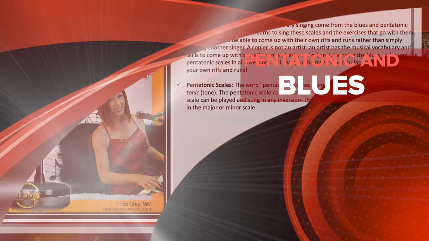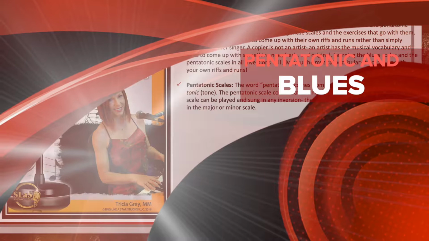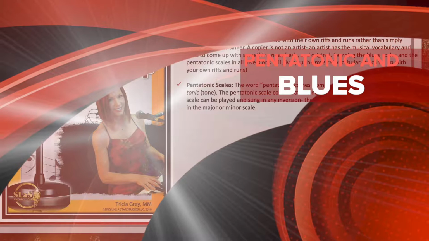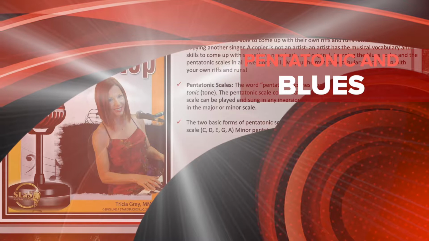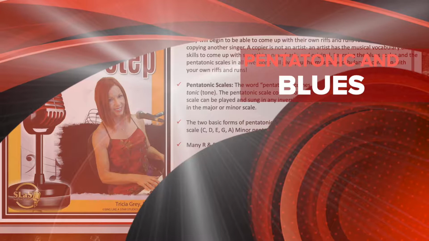Pentatonic scales. The word pentatonic comes from the Greek words pente, meaning five, and tonic, tone. The pentatonic scale consists of five notes within one octave. The pentatonic scale can be played and sung in any inversion. That means you can start on any of the notes in the major or minor pentatonic scale. The two basic forms of the pentatonic scale are the major pentatonic and the minor pentatonic. Many R&B riffs come from the minor version of the pentatonic scale.